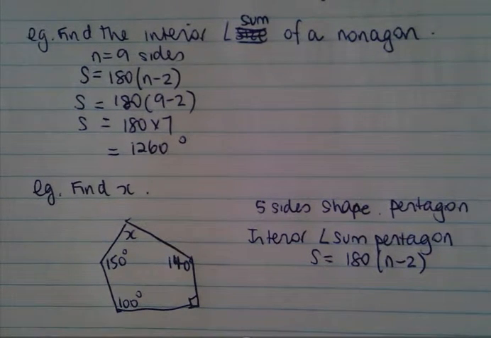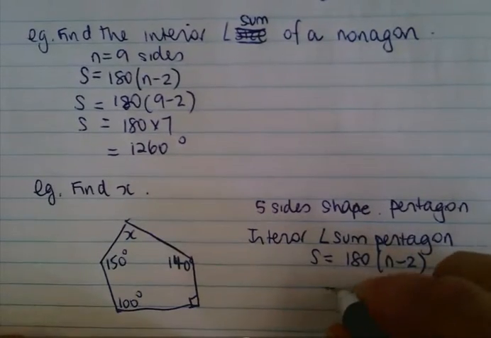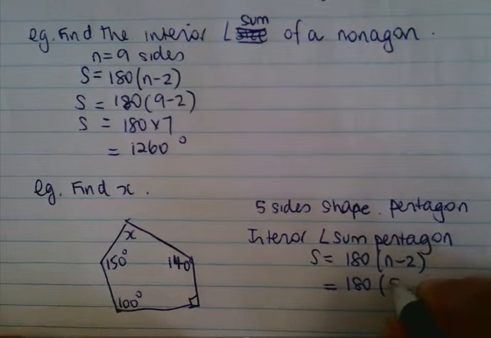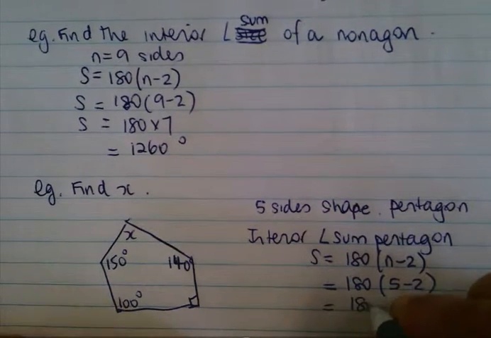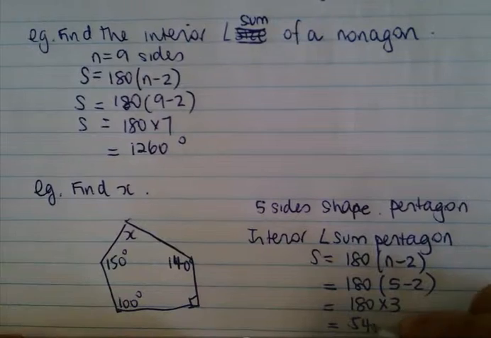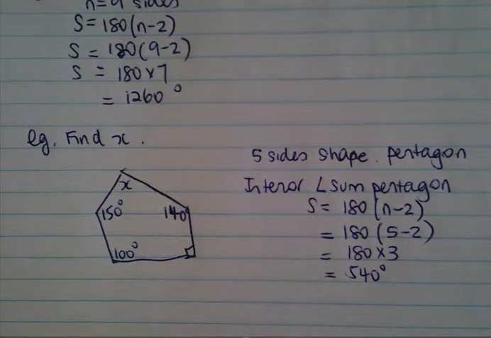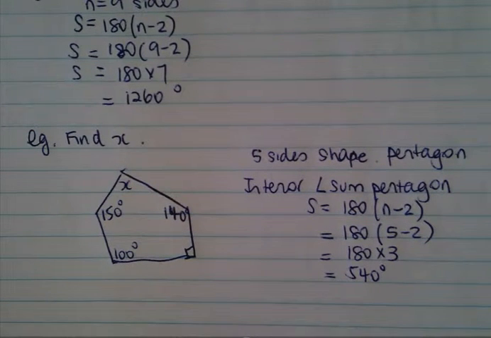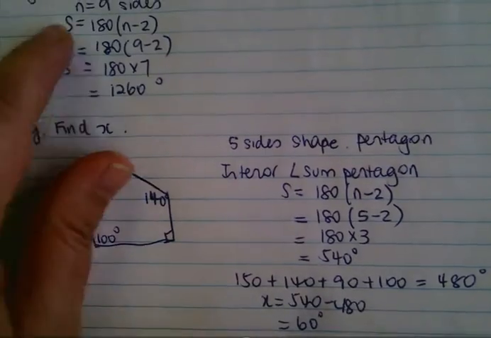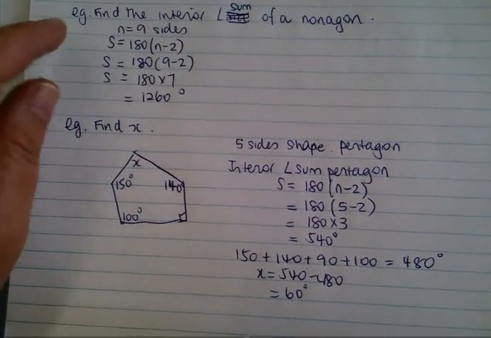Do you get it? So girls, you know the angle sum of a triangle and the angle sum of a quadrilateral, but for any shape with more than 4 sides, you need to apply the formula to work out the interior angle sum. So the interior angle sum is S equals 180 times N minus 2. So it's 180 times 5 minus 2. In other words, it's 180 times 3, which is 540. Now that you know the interior angle sum of this pentagon is 540, you know how to work out what X is.